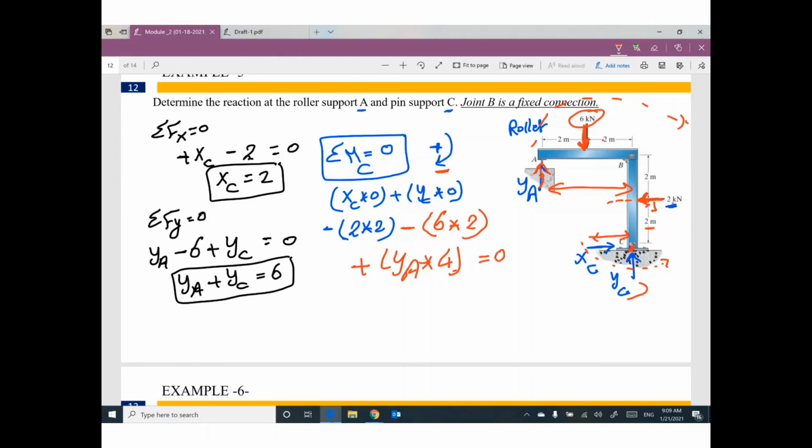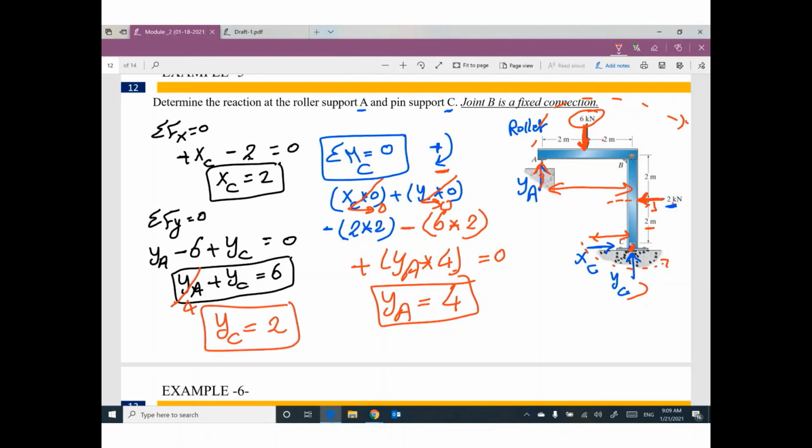Equals 0. This term will be cancelled. This term will be cancelled. The only unknown is YA, so I can figure out the value of YA. It will be 4. If you go back here and put YA equal 4, I can figure out that the value of YC will be 2. So finally, YC equals 2, XC equals 2, YA equals 4. I am done with the reactions.